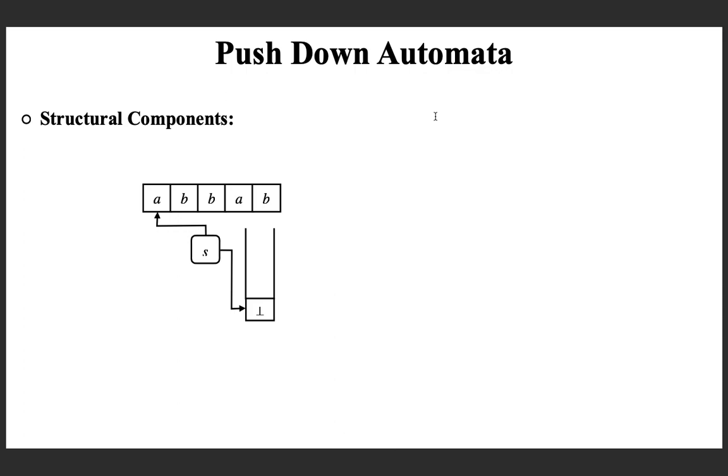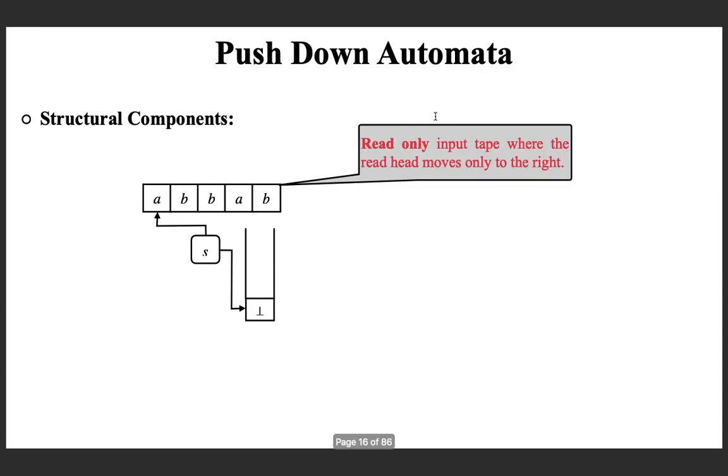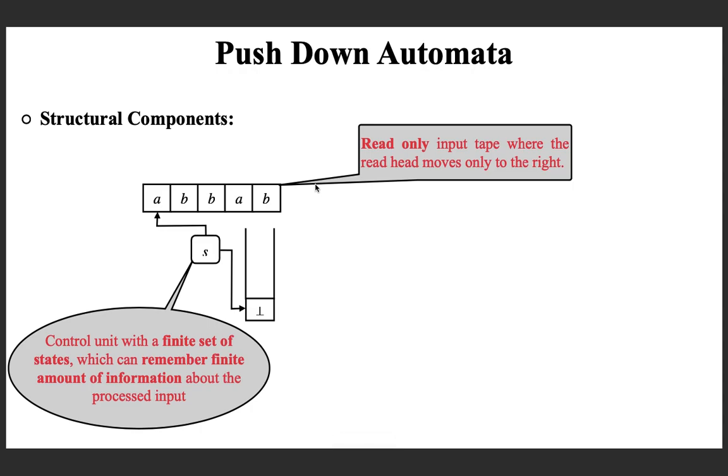The next class of automata that we discussed was push down automata. Structurally, it contains an input tape same as that of a finite state automaton, and a control unit again same as that of a finite state automaton. In addition to the structural components of a finite state automaton, a push down automaton has an extra component, which is a stack that can be used as an intermediate storage. That is the structure.